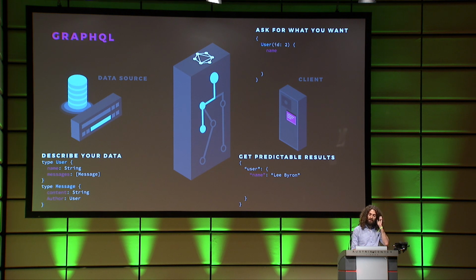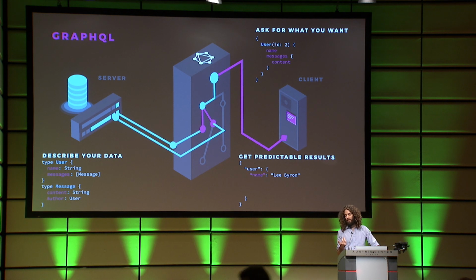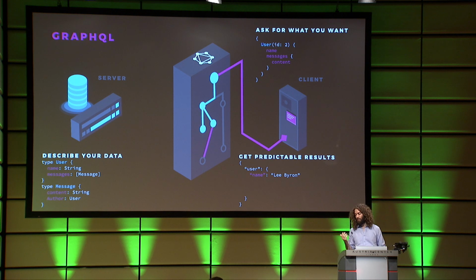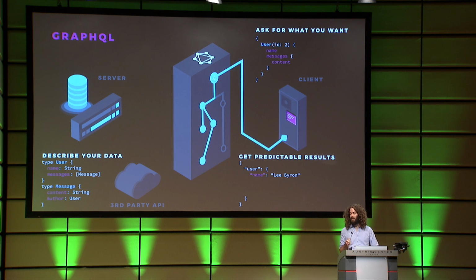Now let's say I want something deeper. I want the messages of that user, and for each message I want the content. So now this magic box will get the user, then get the messages, and then for each message, it's going to get the content. Now, what if that content is actually coming from a third-party API or service, like Contentful or something like that? That's not a problem. The only thing developers need to specify is how to get each specific part of the data.